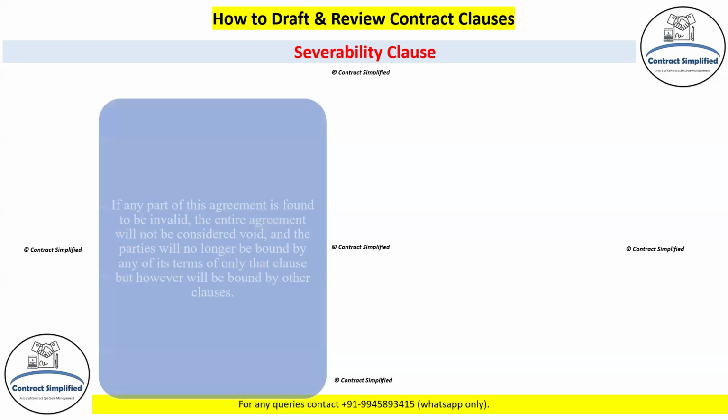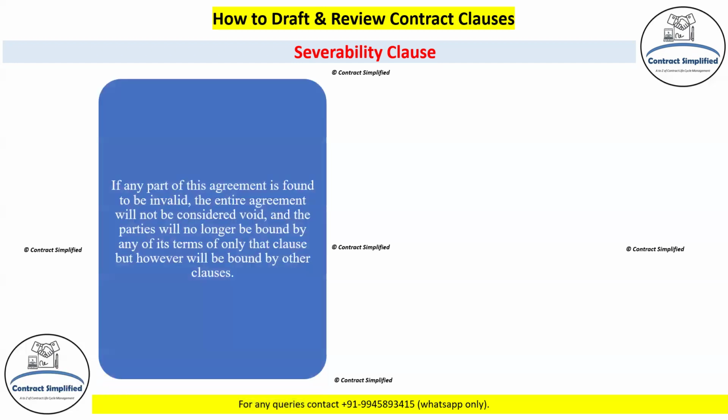Here is an example of a severability clause. If any part of this agreement is found to be invalid, the entire agreement will not be considered void, and the parties will no longer be bound by any of its terms of that clause, but however, will be bound by other clauses. At first glance, this seems to be a standard severability clause. However, there are some issues with it. Let me explain why this doesn't quite work.